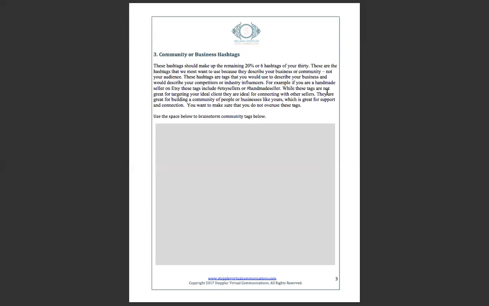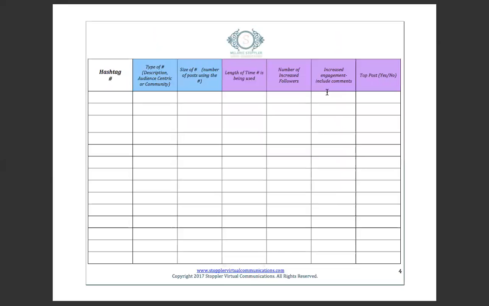So now that you've done all the brainstorming, it is time to focus on organizing that brainstorming. What I would like you to do is write down all of your community tags, all of your description tags, and all of your audience-centric tags, and just write those in the column here, and then you're going to label those hashtags.